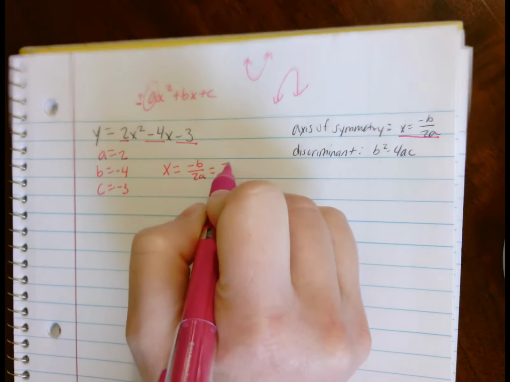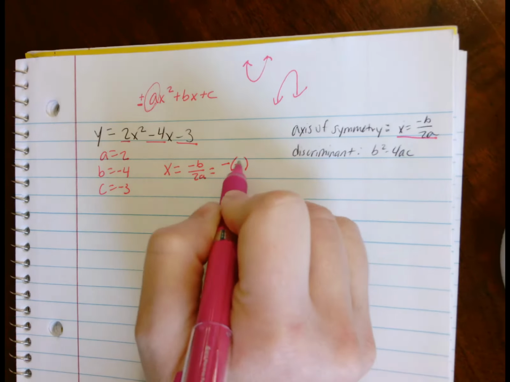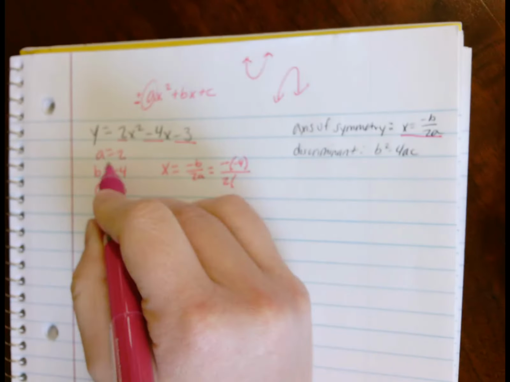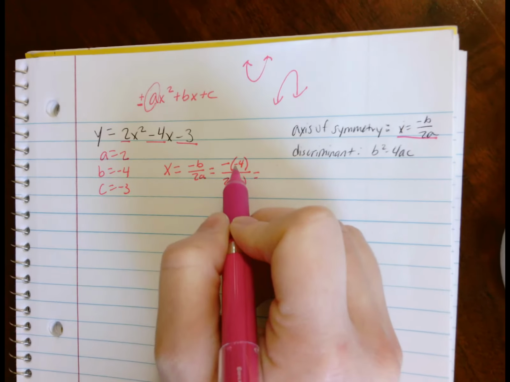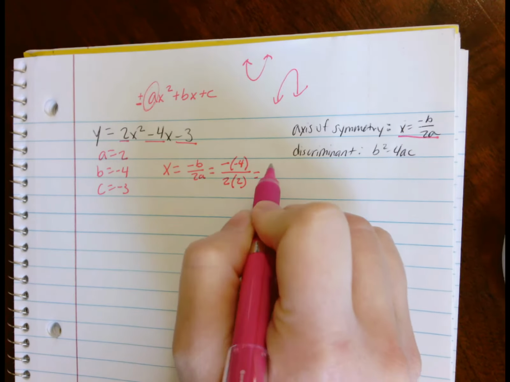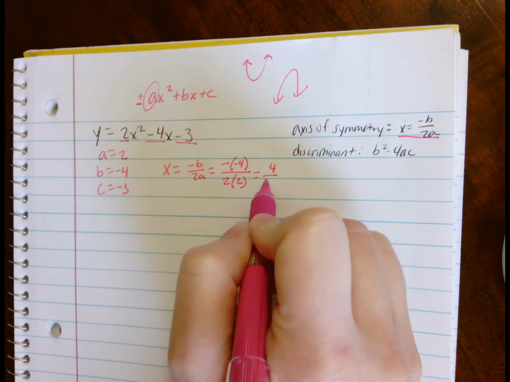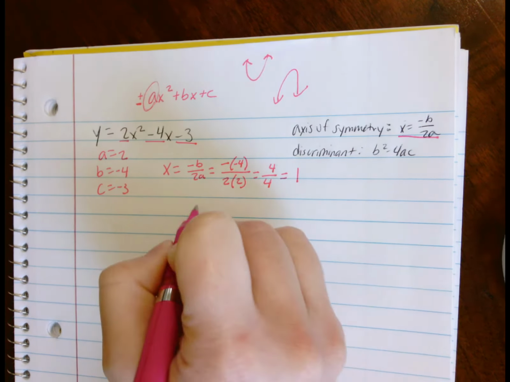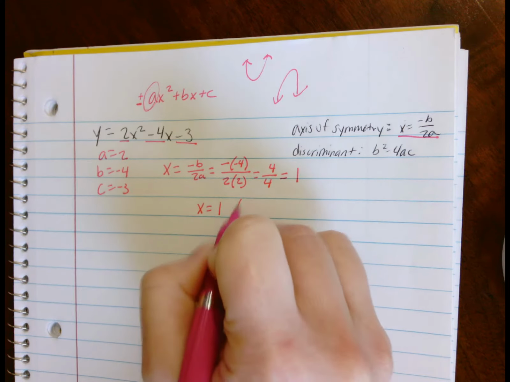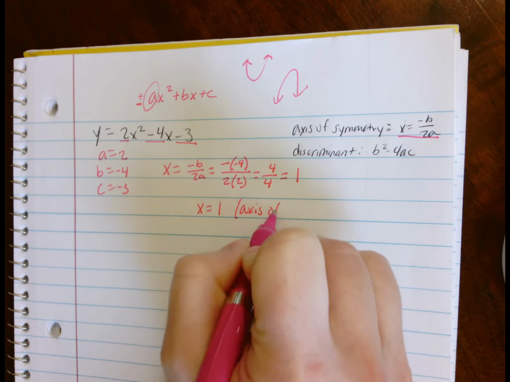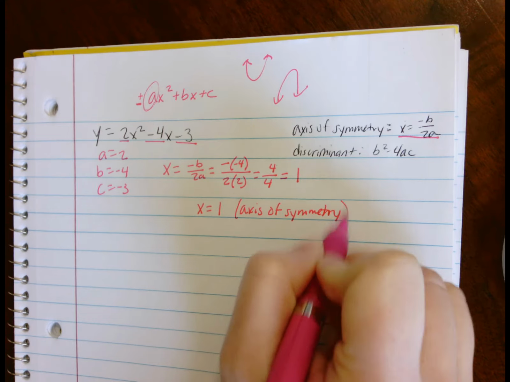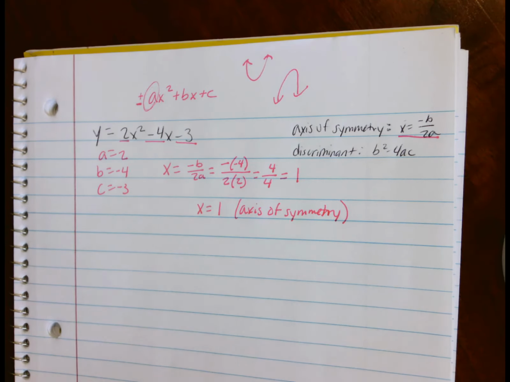So negative b is negative 4, and then 2 multiplied by a, which is 2. Negative 4 times a negative 1 is a positive 4. 2 times 2 is a positive 4, so 4 divided by 4 is equal to 1. Okay, so our axis of symmetry is x equals 1. And here is what that means. That means that there is a vertical line at x equals 1.